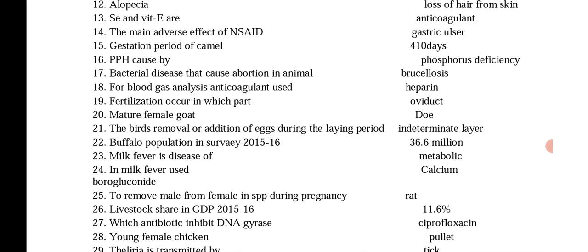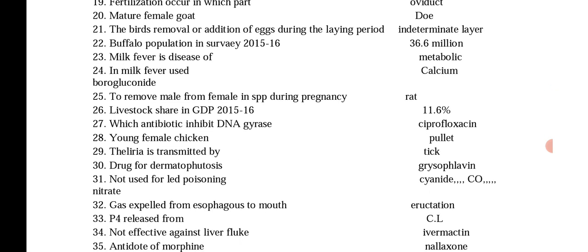In Pakistan, milk fever is a metabolic disease. In milk fever, calcium borogluconate is used. Species in which removal of males from females is done during pregnancy is rat. Livestock share is 11.6% of GDP of Pakistan in 2016. Which antibiotic inhibits DNA gyrase? Ciprofloxacin inhibits DNA gyrase. Young female chicken is called pullet.